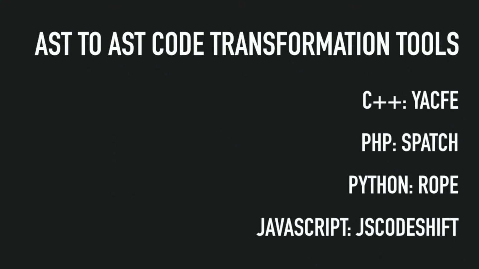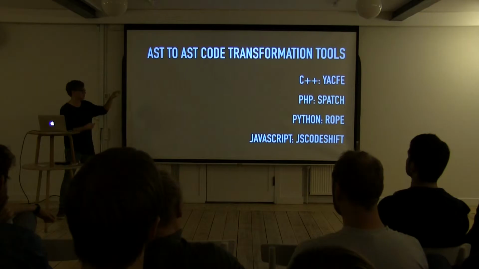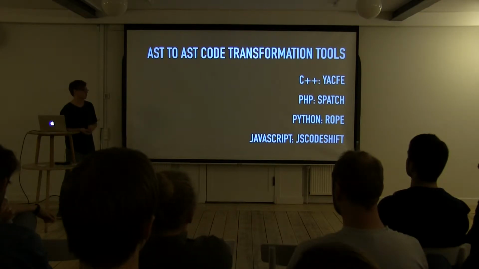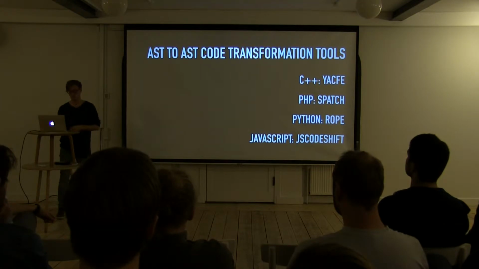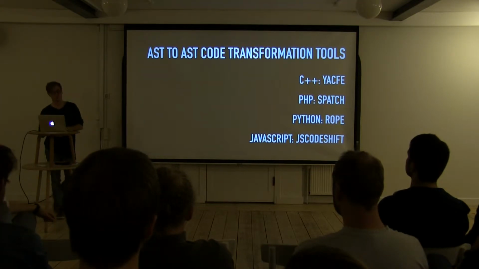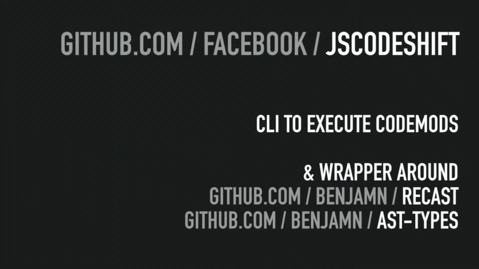So there are several tools. This was just a quick search. I didn't try the first two, but there are tools for different languages for doing code transformation. And for JavaScript, it's usually JSCodeshift that you use, or Babel. JSCodeshift, like other things, is given to us by Facebook. It's basically a CLI to execute codemods on your code base using multiple processes. And it's a wrapper around 2 other libraries, recast and ast-types, that represent an AST and are able to save the AST again.